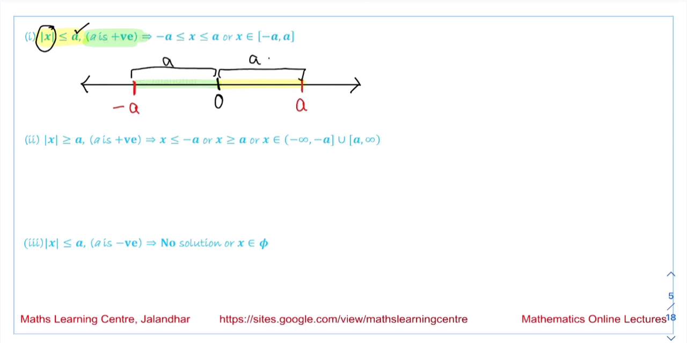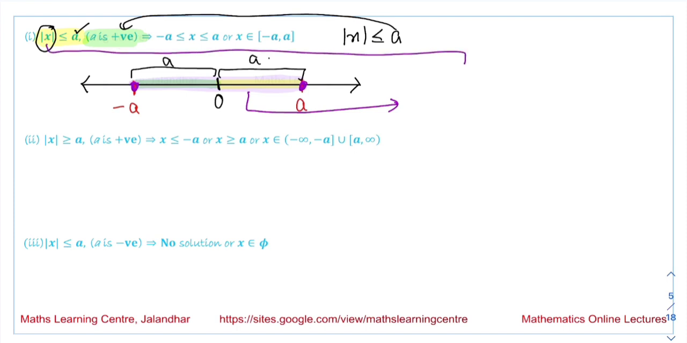So when we are talking about mod of x less than or equal to a, and a is positive, it means we are talking about all the points in the region from minus a to a. These 2 points are also included. So this represents that minus a is less than or equal to x is less than or equal to a, or x belongs to the closed interval minus a comma a.